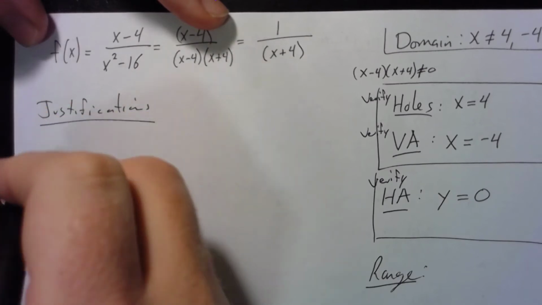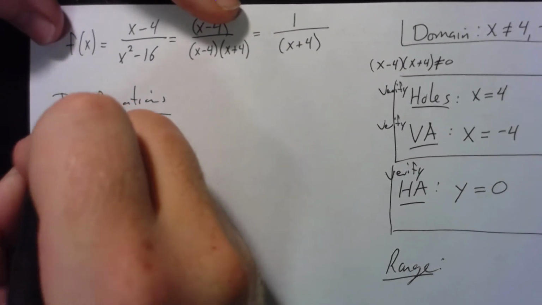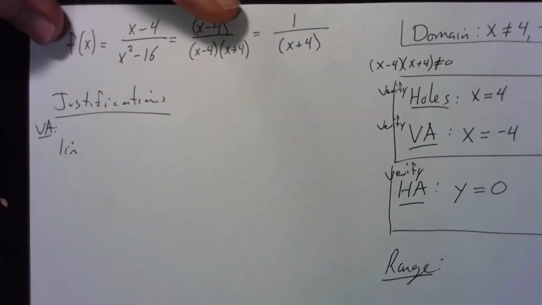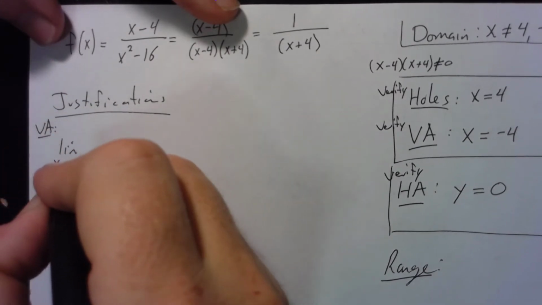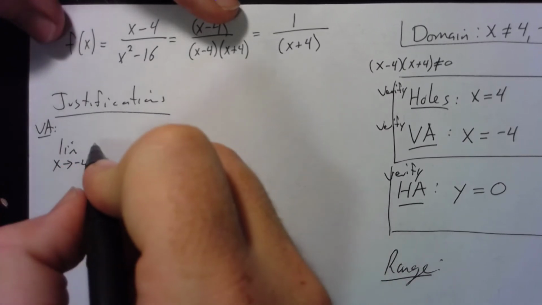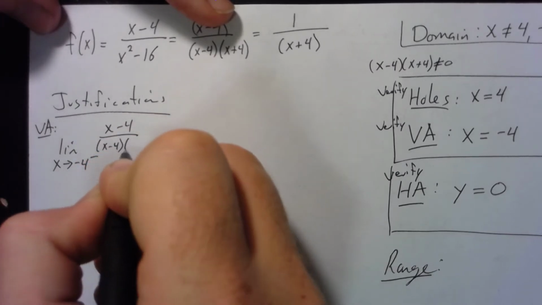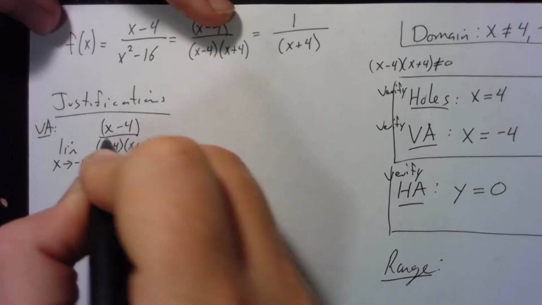We're going to start with the justification of the vertical asymptote, and then we'll come back to the horizontal asymptote, and then we'll finally do the holes. Okay? So as x approaches negative 4 from the left, that's what we're going to start with on the original function, (x minus 4) divided by (x minus 4)(x plus 4).